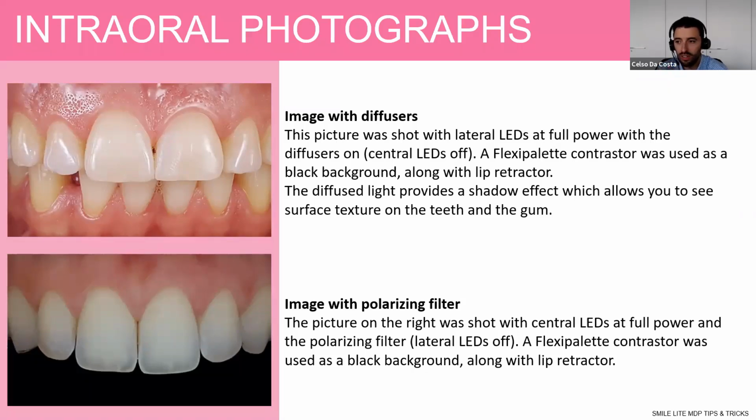So if we are doing a whitening, for example, here you are having the right color, the real color. Then for some aesthetic treatments, it's good to have the polarized filter if you are working with the lab, or if you are doing some composite veneers, for example. Here you can use the polarized filter and see the areas that are more transparent, more opaque.